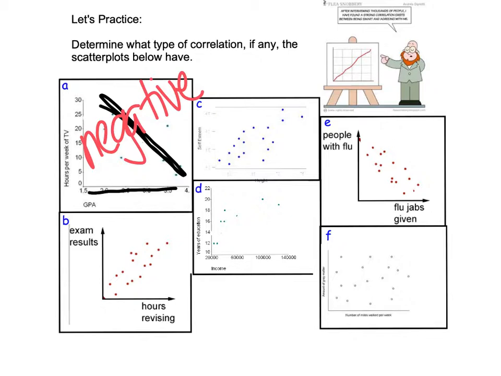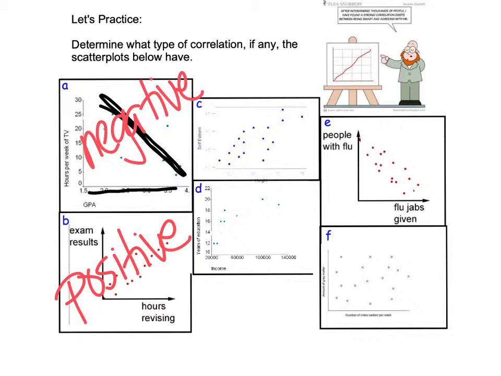Letter B is your exam results versus your hours of reviewing or revising. And you can see that as you increase those hours spent reviewing the material, the general exam results were going up. And so that is a positive correlation.